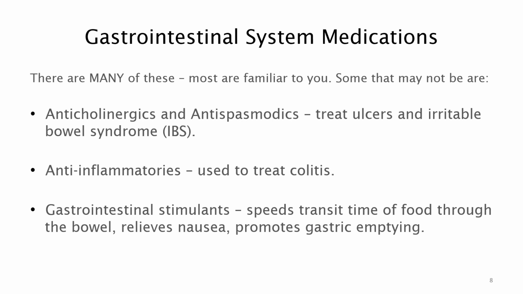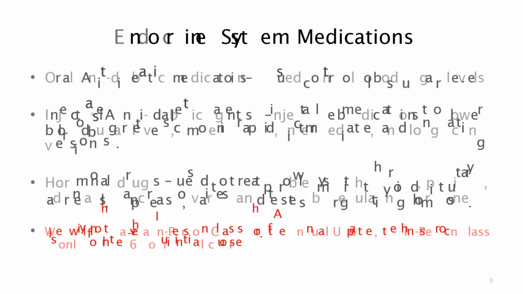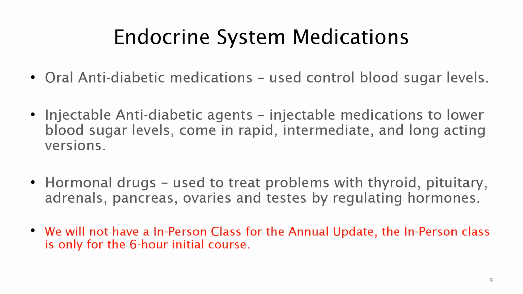So with your GI or gastrointestinal system medication, it could range from slowing down, speeding up, to inflammation. Just know what you're giving and know why you're giving it. Know what the side effects are.